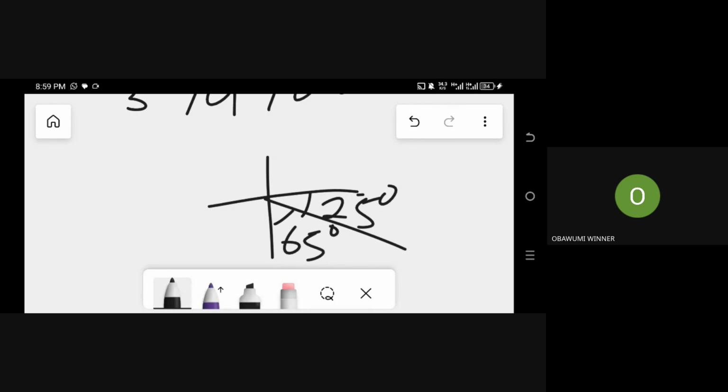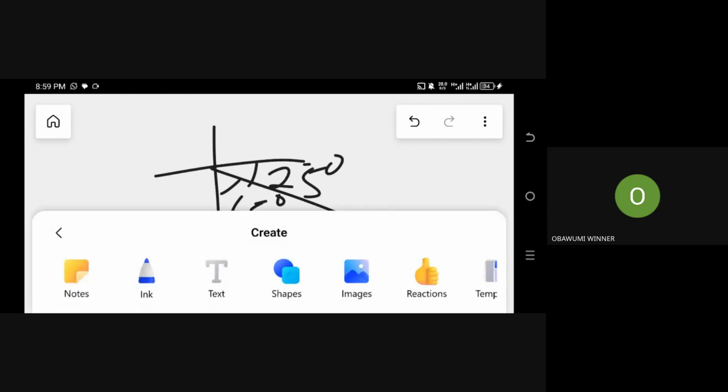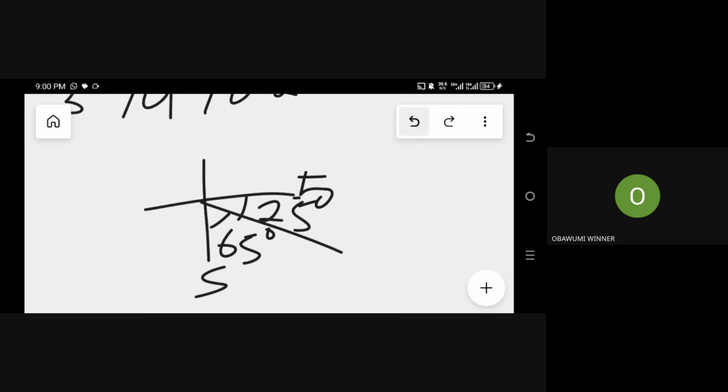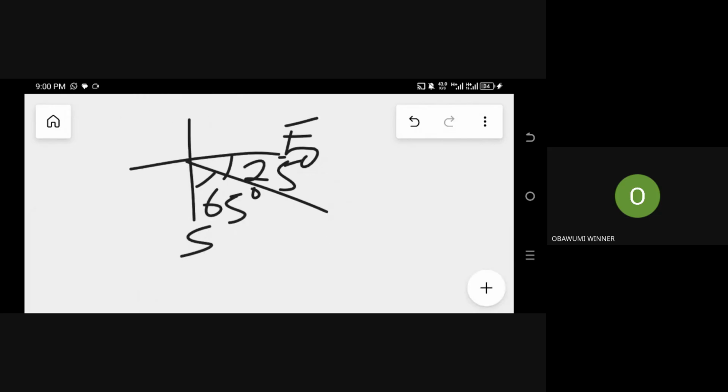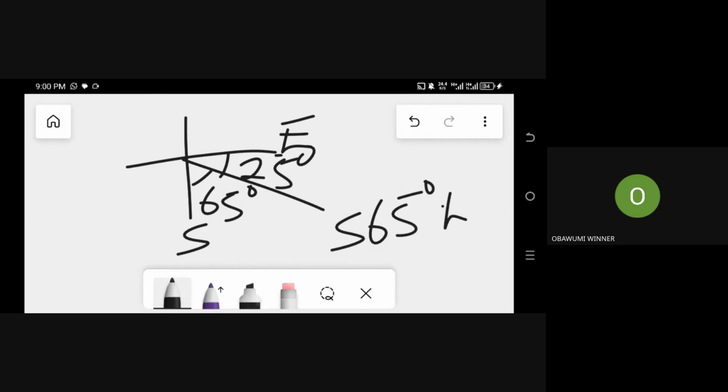So this completes it 90 degrees. And if we have 65 degrees here, then as far as that 65 degrees is now touching the south, we can say that this bearing is south 65 degrees east. So the bearing now becomes south 65 degrees east.